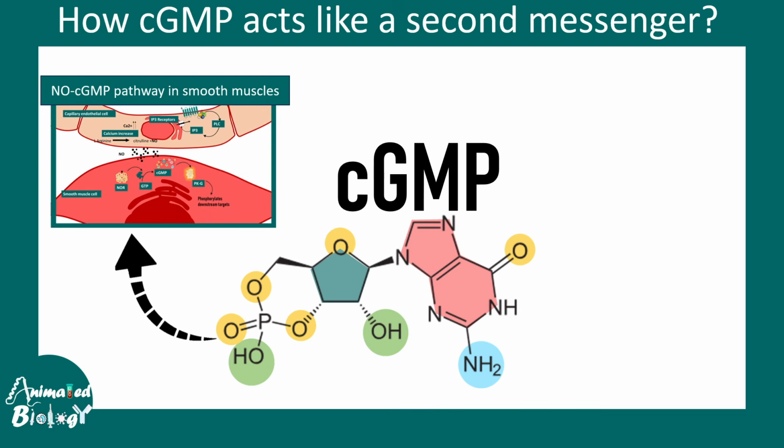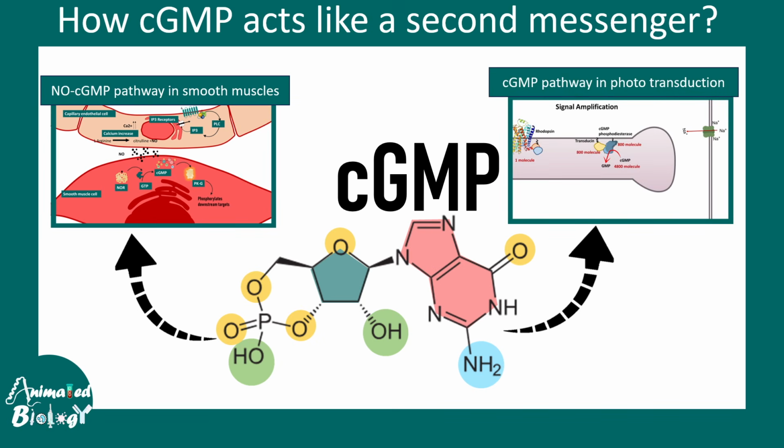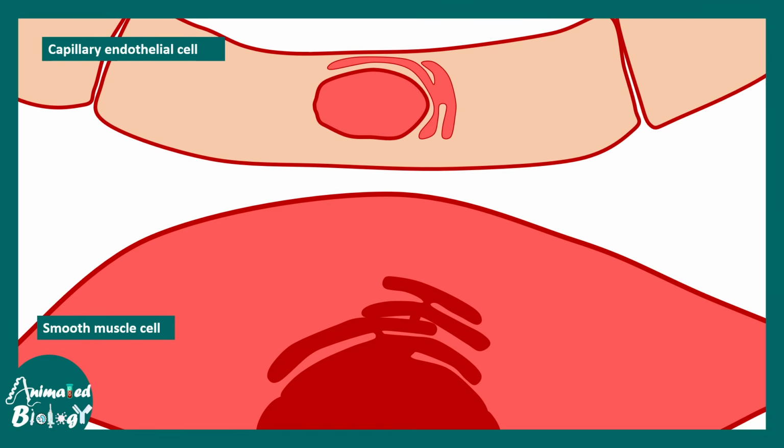Cyclic GMP is really crucial for the nitric oxide cyclic GMP pathway in smooth muscles, and it is also important for phototransduction. So here is a capillary endothelial cell and a smooth muscle cell.